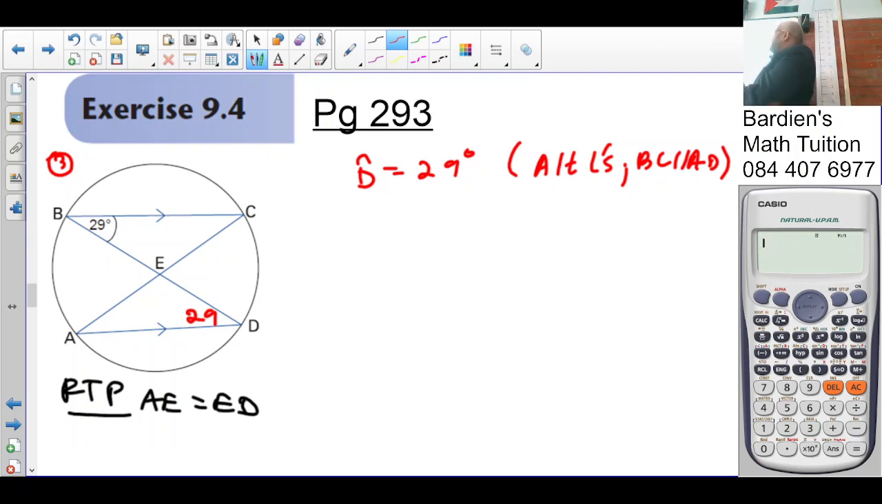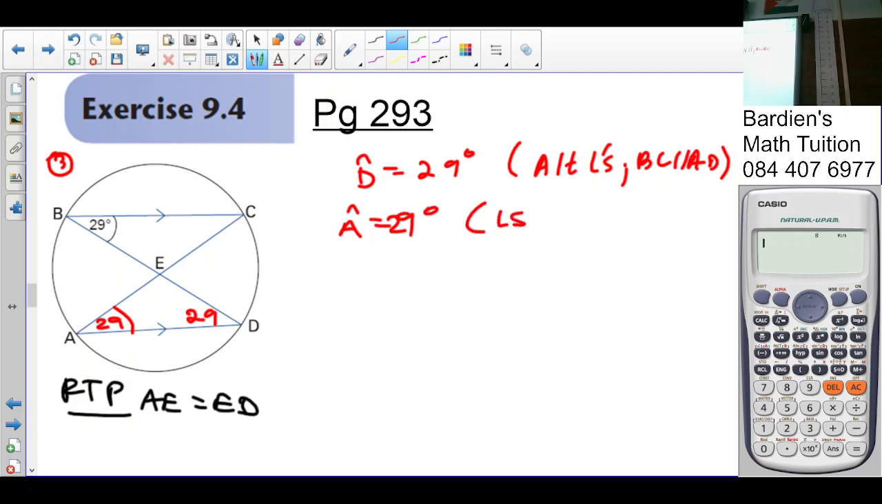Unless there's no letters on the vertices, then you can leave it out. Okay? But if there's a name for your line, you must give the lines that are parallel. Otherwise, you lose them all. Okay? We say that angle A is also 29. Why is angle A 29? Angles in same segment. And it's coming from arc CD.